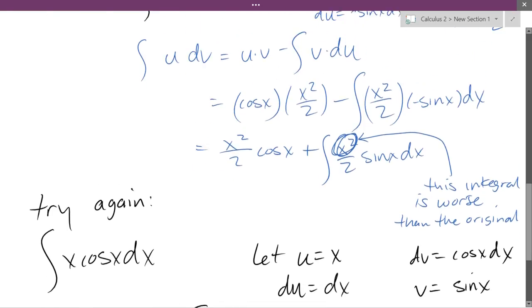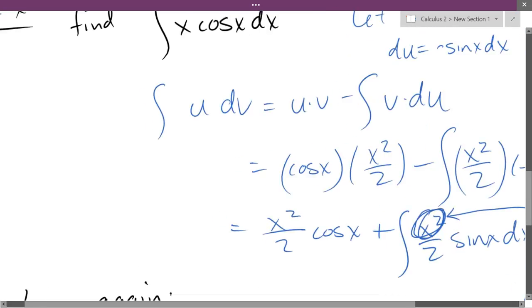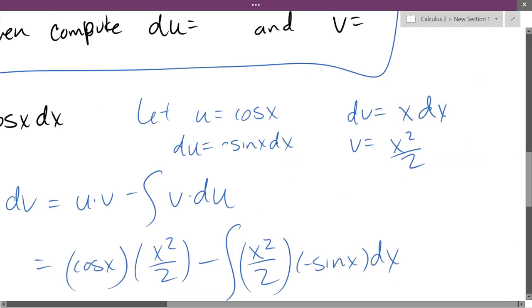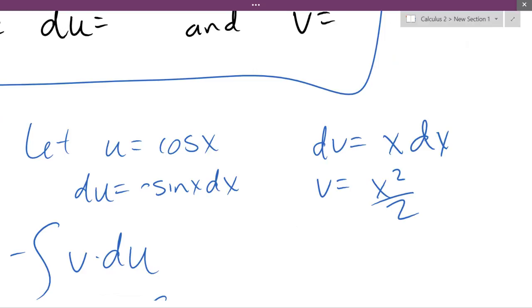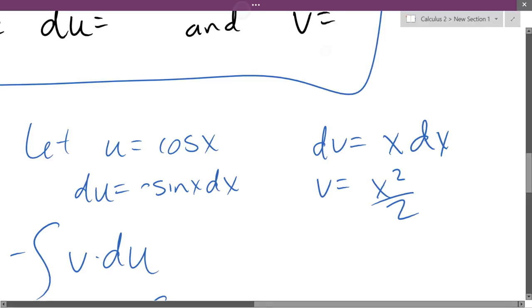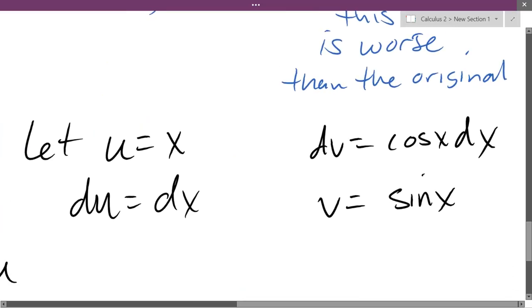How did we know beforehand? If we go back up with the blue pen, what was an indication I had a bad choice before I even got past this step right here? On the screen, what indication would I have that this would be getting worse? Here is the indication of where it was getting worse. My second substitution choice down here, where was the indication it was getting better? There's two places: v didn't get any more complicated, and du got less complicated.